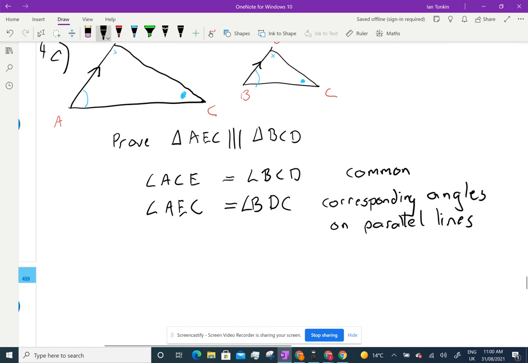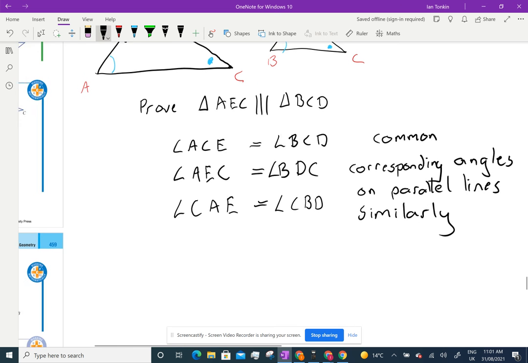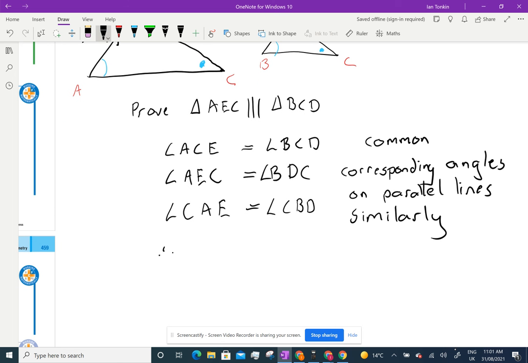And then finally, angle CAE equals angle CBD for the same reason. Therefore, triangle AEC is similar to triangle BCD, equiangular.